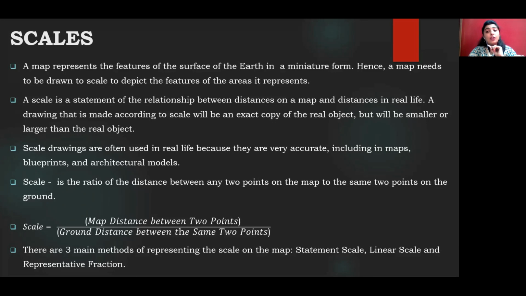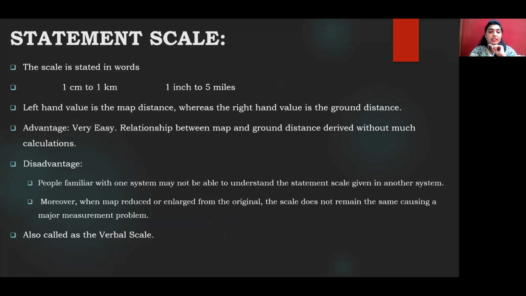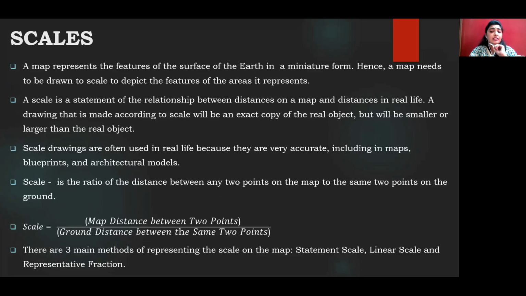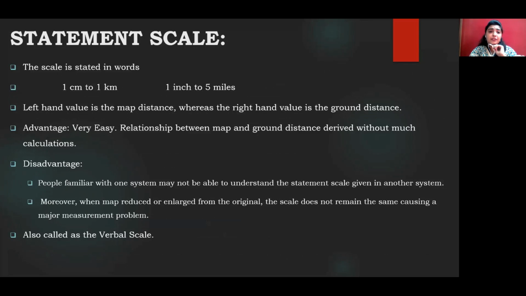So that's how the calculation of scales goes when it comes to maps. Now, the types of scales that we have are three: the statement scale, the linear scale, and the representative fraction. Now, the statement scale is the simplest form of scale.